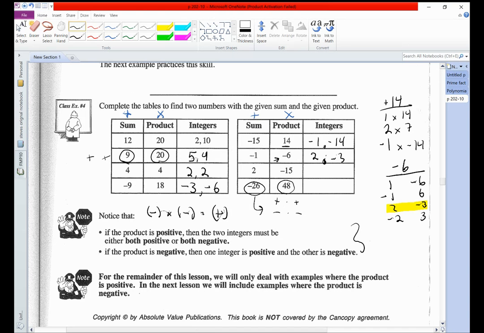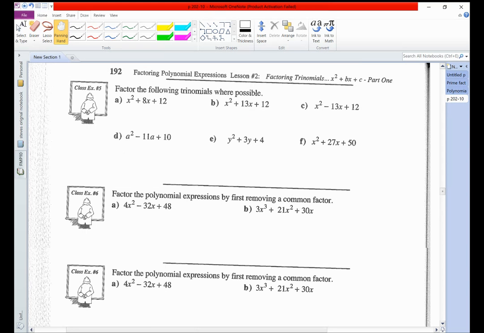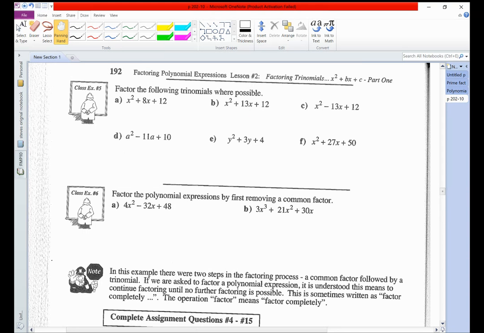So now you're probably thinking, okay, I know how to do this. It can get a little tricky if the numbers get big, but I'm just looking for two numbers that multiply to one number and add to another number. So what are we going to do with that? Well, I'll show you. Here we go. Here are some good examples.